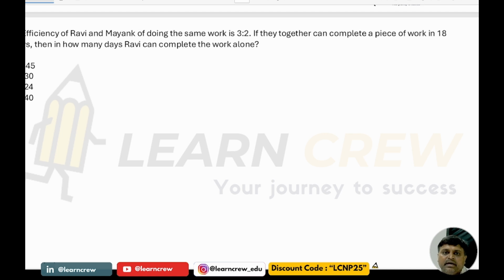Efficiency of Ravi and Mayank of doing the same work is 3:2. If they together can complete a piece of work in 18 days. So the efficiencies ratio of Ravi and Mayank are given as 3:2. If Ravi efficiency is 3 per day, Mayank efficiency is 2 per day. So 3 plus 2, 5 units they are doing in one day if they are working together. Like that in 18 days, 5 into 18, 90 units will be the total work.